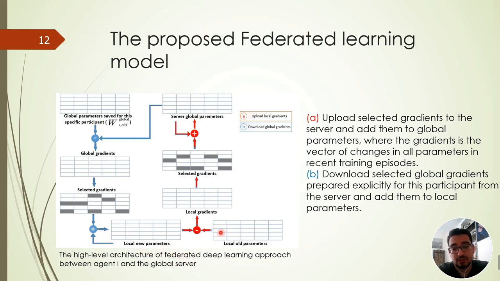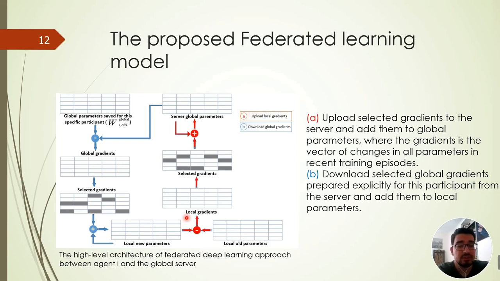Okay, let's start from here. In the beginning, our participant carries these model parameters. Then our participant trains its model for one episode. These are the model parameters after one episode of training. Then the participant computes the local gradient vector by subtracting these models. Now we have the local gradient vector that shows how the parameters of agent i have changed to become a more accurate model during the recent training episode.